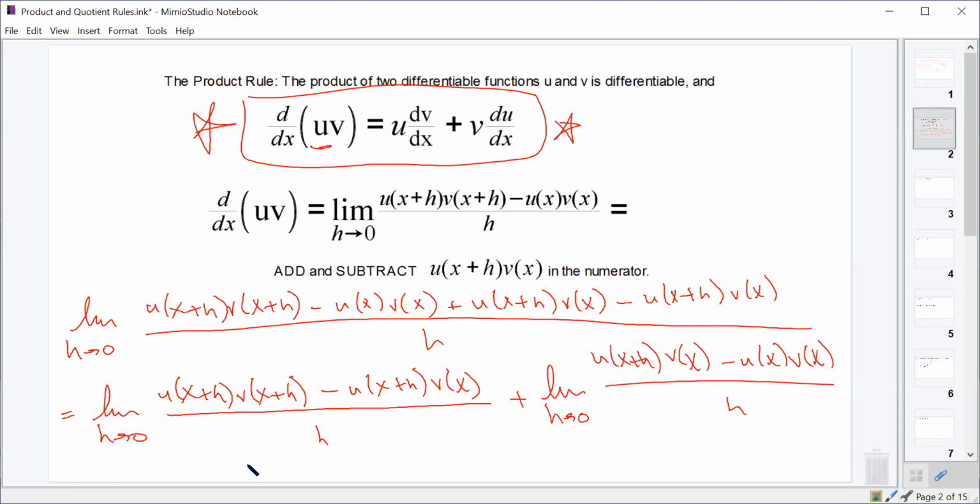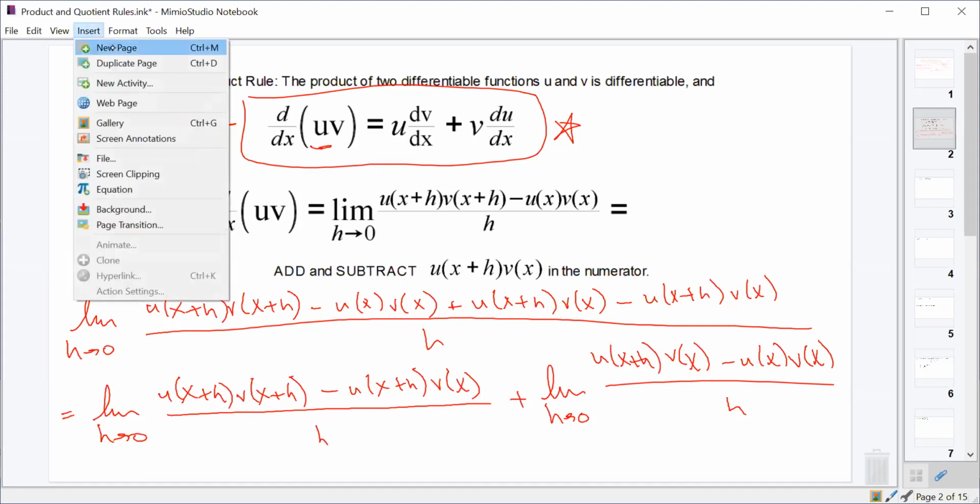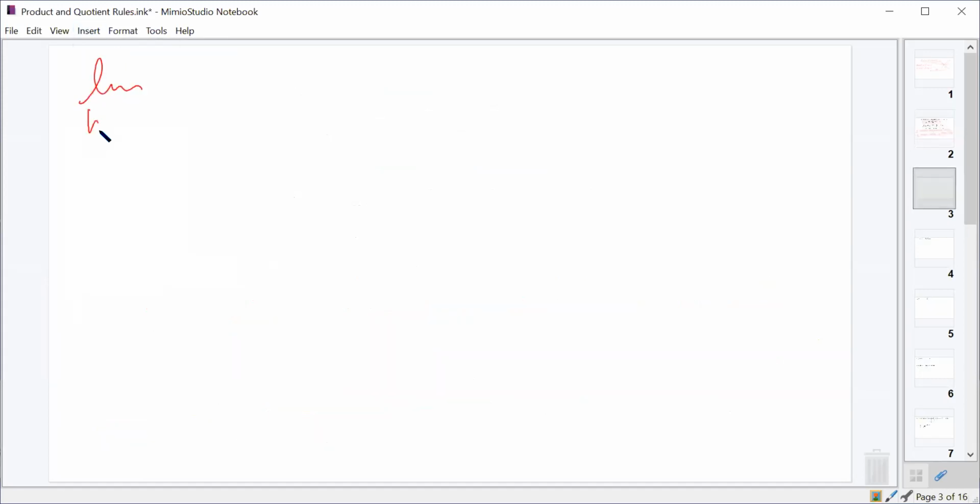What do the terms in the numerator of our first limit have in common? They have the u of x plus h. All right, they both have a u of x plus h. So could I factor that u of x plus h out? Yes. All right, so let's do that. The limit as h approaches 0 of u of x plus h. And what's left if I factor that out? I think I should have a v of x plus h minus v of x, and then all of this is over h, correct?